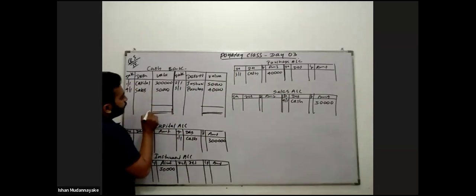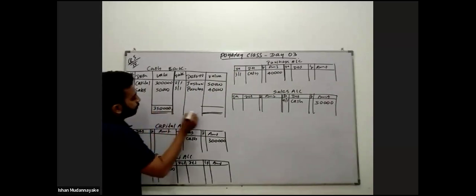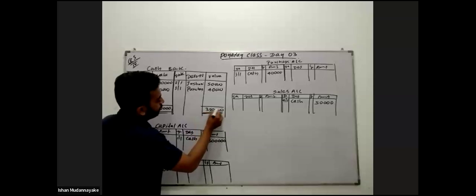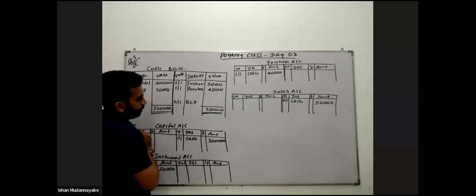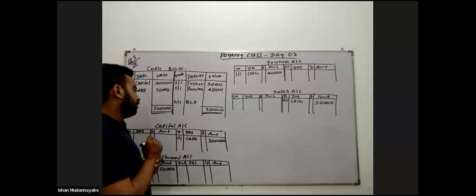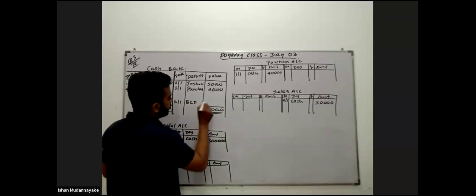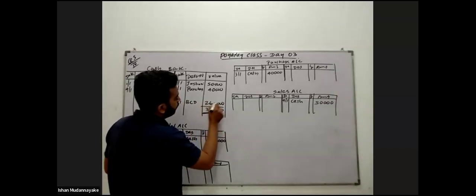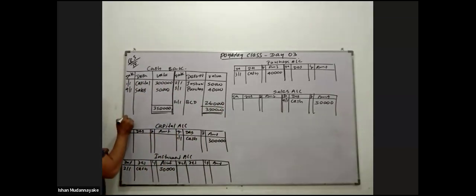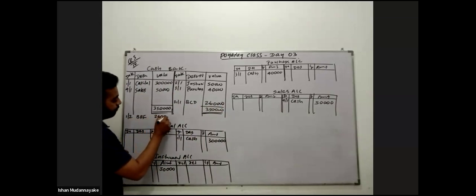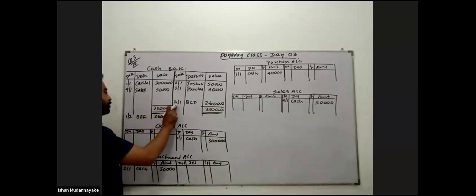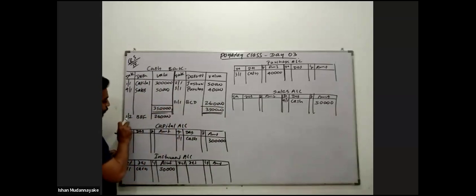Okay, January month here. Total cash received 350,000. Transfer to the credit side. And then 31st January, balance carried down 300,000, 260,000. Right, and then 1st February, balance brought forward 260,000. 31st January, balance carried down 260,000. 1st February, balance brought forward 260,000.